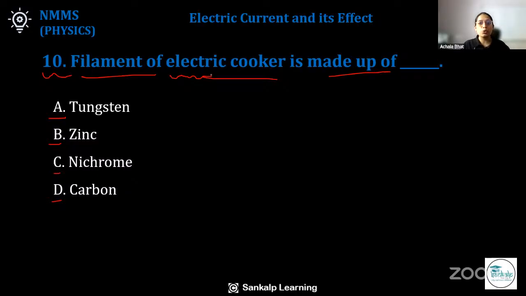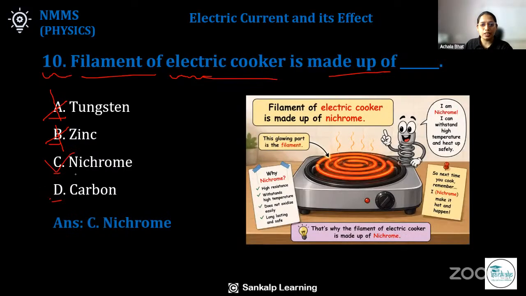Because in an electric cooker, heat energy is essential for boiling purposes. Filament of electric cooker is made up of tungsten. No. Wrong. B, zinc. Wrong. C, nichrome. Yes. Nichrome is the correct answer. D, carbon is wrong. Why is nichrome used?